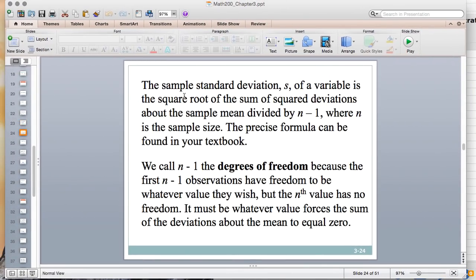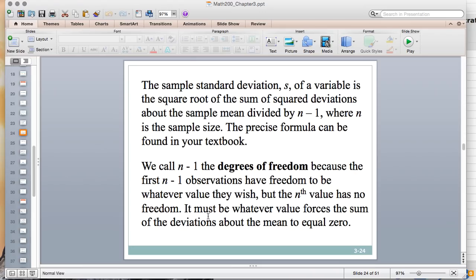Now, we also have something called a sample standard deviation, which is typically just denoted using the lowercase letter s, and it's just the square root of the sum of the squared deviations around the sample mean. And then instead of dividing by n, which is our entire population size, we divide by n minus 1, where n is the sample size. And again, if you want to look at the precise formula, it can be found in your textbook. Now, just a little side note here, we're going to be talking about degrees of freedom quite a lot in this class, and n minus 1 is called the degrees of freedom.